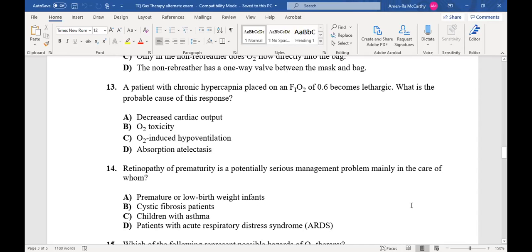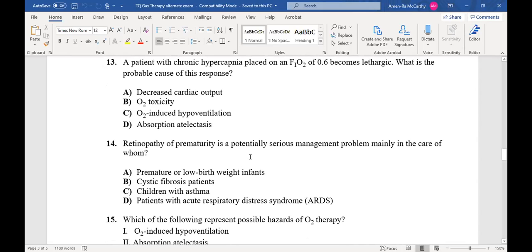All right, Miss Rose. Did I say you was 13? Okay, Miss Rose. A patient with chronic hypercarbia placed on FiO2 of 60% becomes lethargic. What is the possible cause of this response? C. That's it. O2 induced hypoventilation. Didn't say how long he was on, just says he's becoming lethargic. So evidently he's been on for a while and he's becoming lethargic. So that's O2 induced hypoventilation. Good.